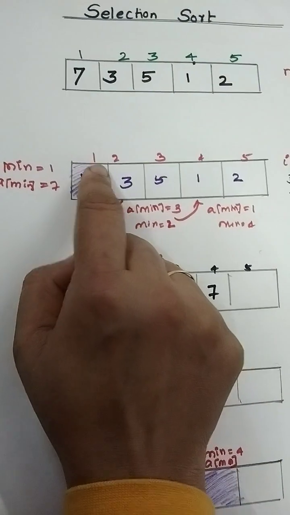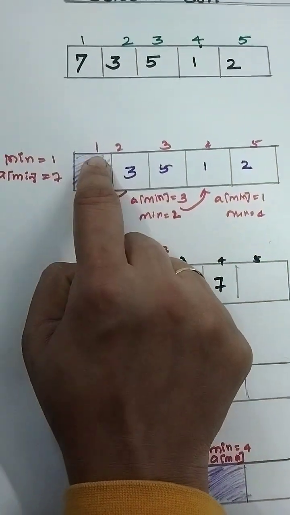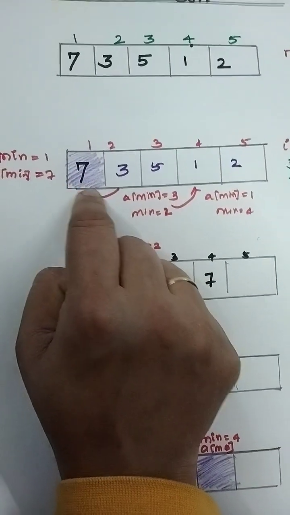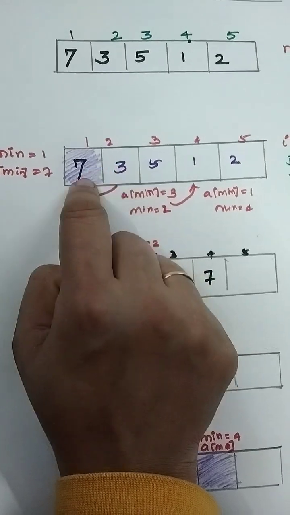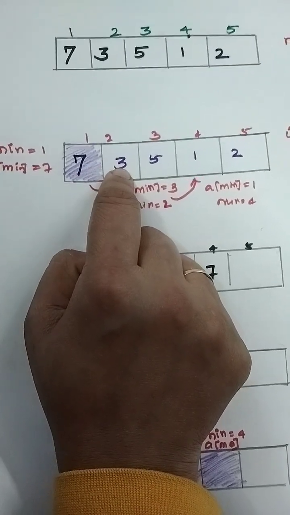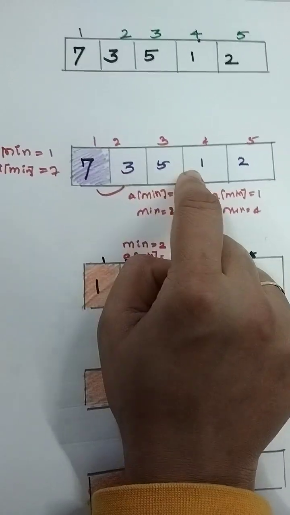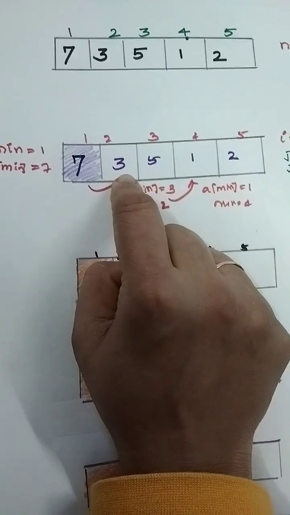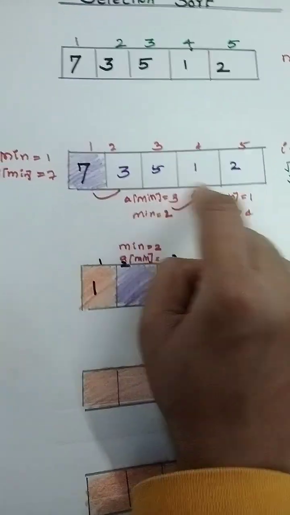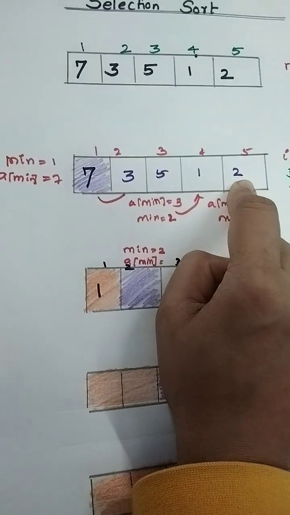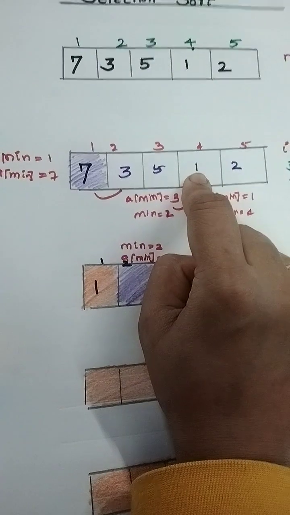What I did in the first step is I took the first element as minimum, that is 7, and 7 is compared with 3. 3 is less than 7, so minimum becomes 3. 3 is compared with 5. No, minimum is 3 only. 3 is compared with 1, where 1 is less than 3, so minimum element becomes 1. This 1 is compared with 2. Yes, there is no new minimum because the minimum element is 1 only.